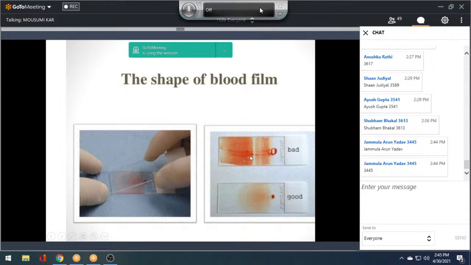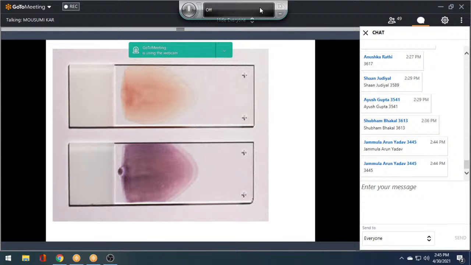So what is wrong with the smear? Anybody? There are many, many things wrong with the smear. It's not tongue-shaped. It touches the borders. It's not uniform. And what is this? Breakage in between. Bubbles, ridges. There are holes in between. Yeah, holes.